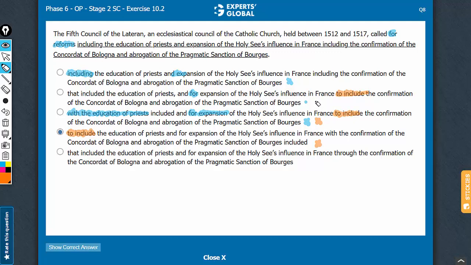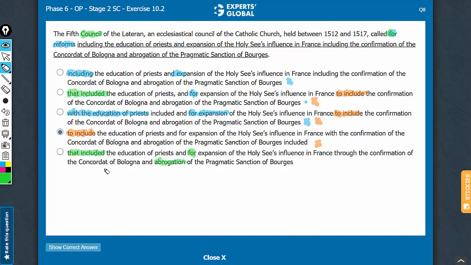Let's confirm answer choice E. Called for reforms that included conveys the intended meaning appropriately. This should be the correct beginning of the sentence. So the council called for reforms that included something and for expansion of something through the confirmation of something and abrogation of something. So the broad structure is perfectly fine. Once again, the council called for reforms that included something and for, so called for A and for B, and then B through the confirmation of something and abrogation of something else.